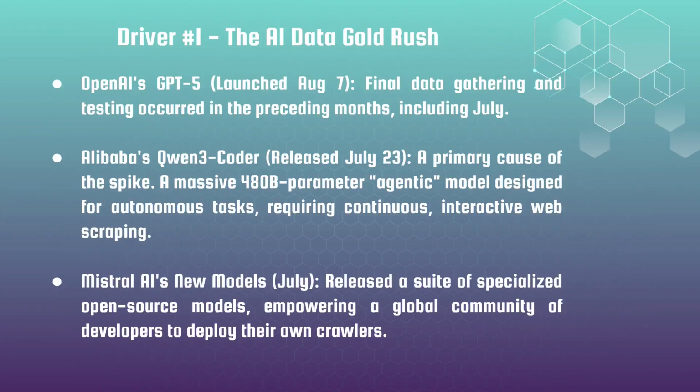So let's speak more about the first driver, the AI data gold rush. There were three main points here. It is OpenAI GPT-5's model generation. Despite it being launched at the beginning of August, final data gathering and testing occurred in the preceding months, including July. Second, it is the Alibaba Qwen 3 Coder release, and it happened exactly on the 23rd of July. And finally, it is Mistral AI's new models. That was the release of specialized open source models empowering a global community of developers to deploy their own crawlers.